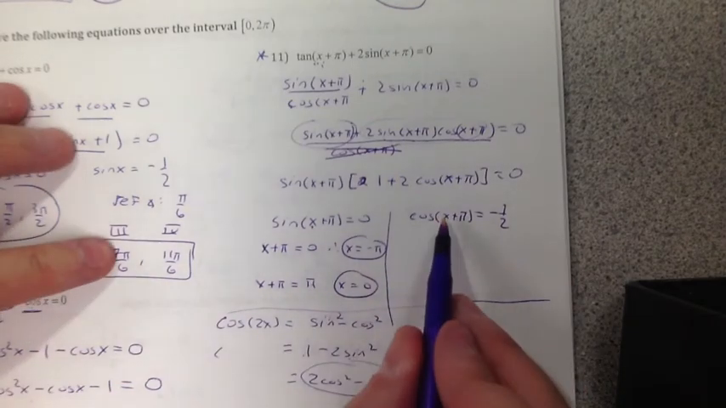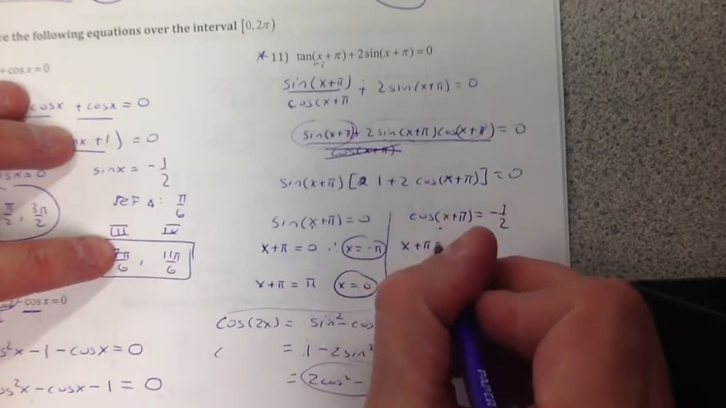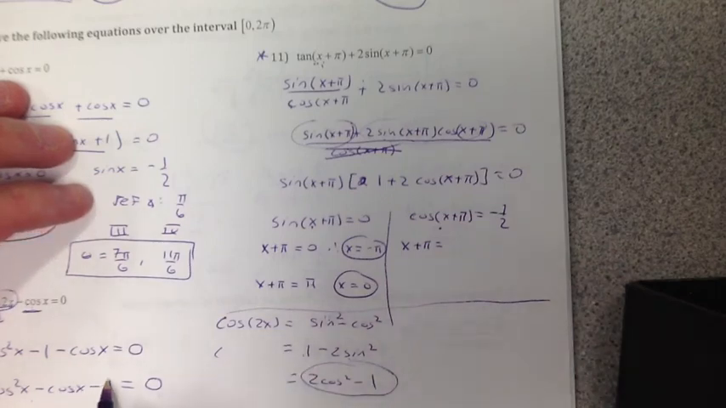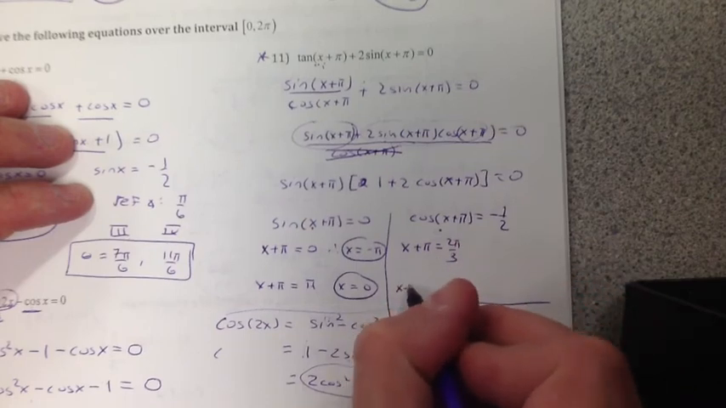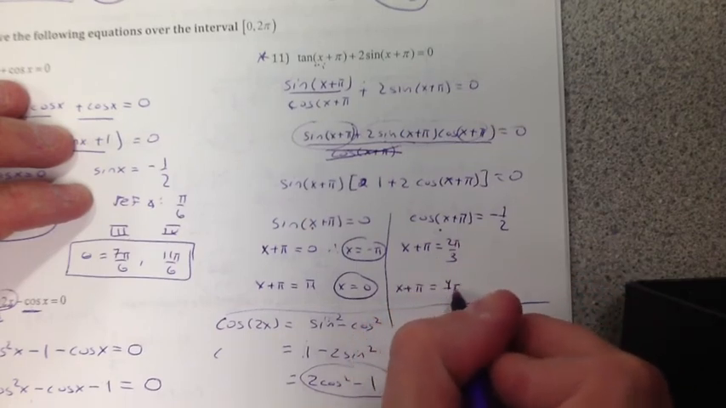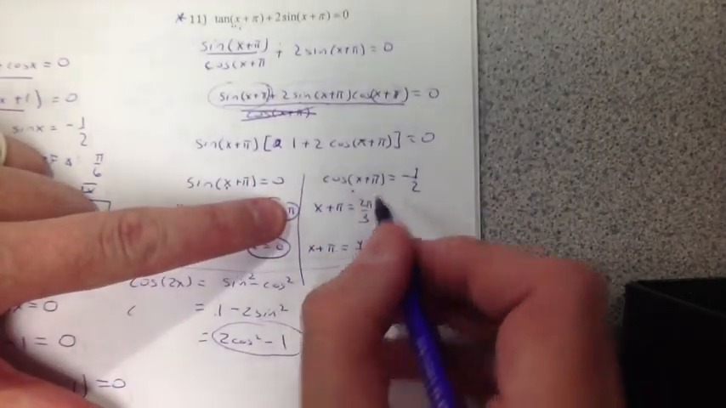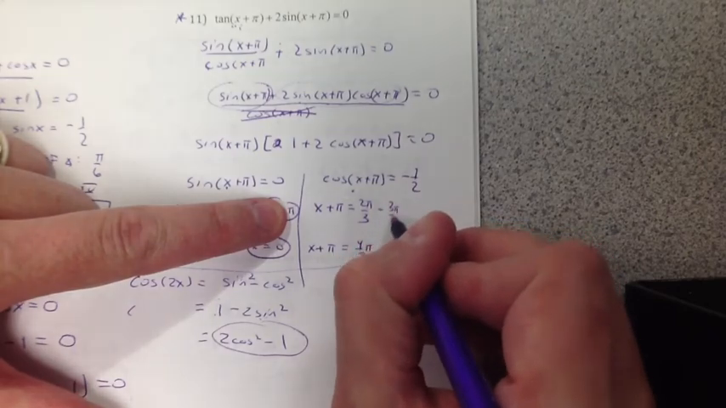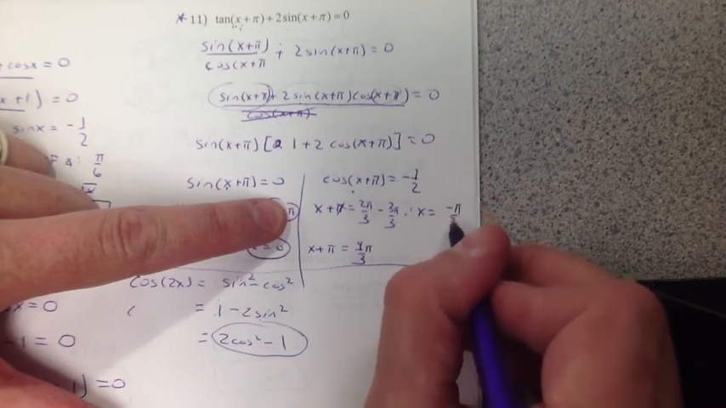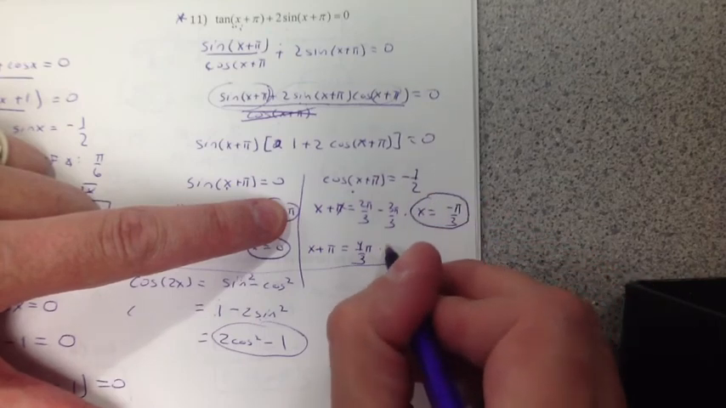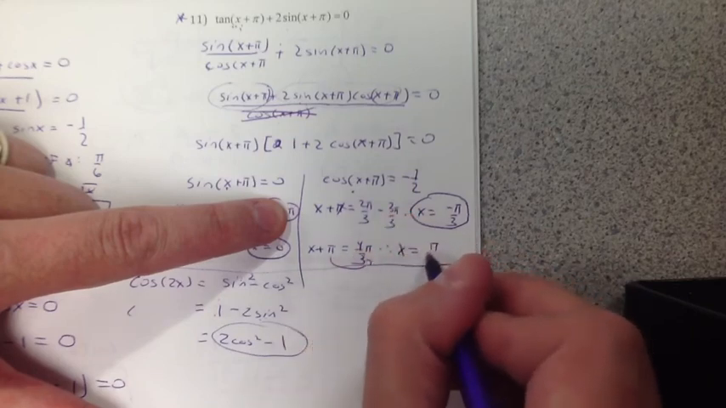Now, where is the cosine equal to negative 1/2? We already did that over here in problem 12, at 2 pi over 3 and 4 pi over 3. So if I subtract pi from here, so if I minus 3 pi over 3, remember that's subtracting pi, we get x equals negative pi over 3. Over here, if we subtract 3 pi over 3, we get x equals pi over 3.